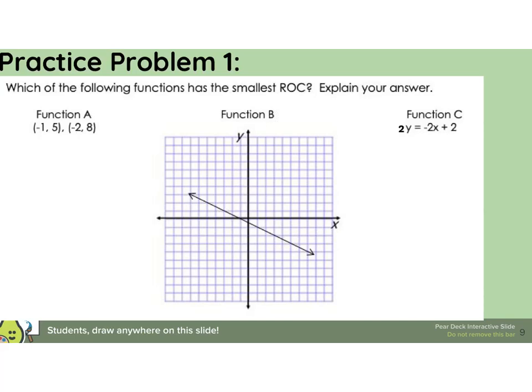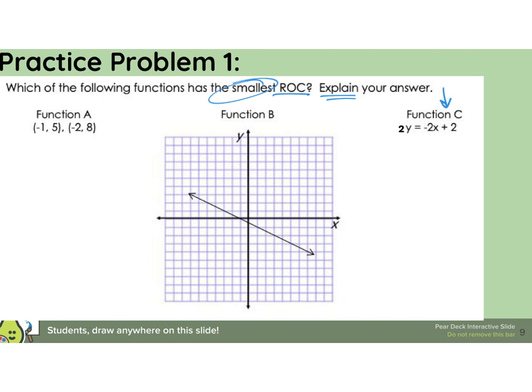All right, practice problem 1. This is really similar to the exit ticket. So this will let you know if you're ready. So which has the smallest rate of change? Explain. Again, I'm going to do easiest to hardest for me.